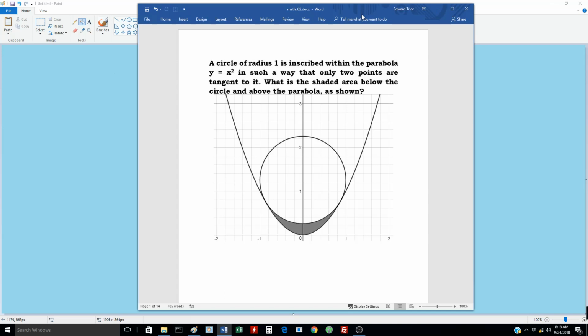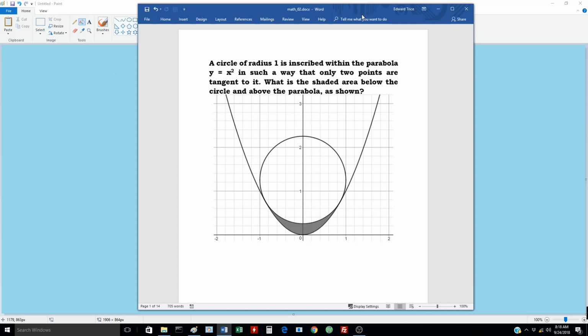You see there's a parabola here in the form of y equals x squared, and inside it you're going to inscribe a circle of radius 1. The question is, what's the shaded area that's below the circle yet above the parabola? And you can see that in gray here.